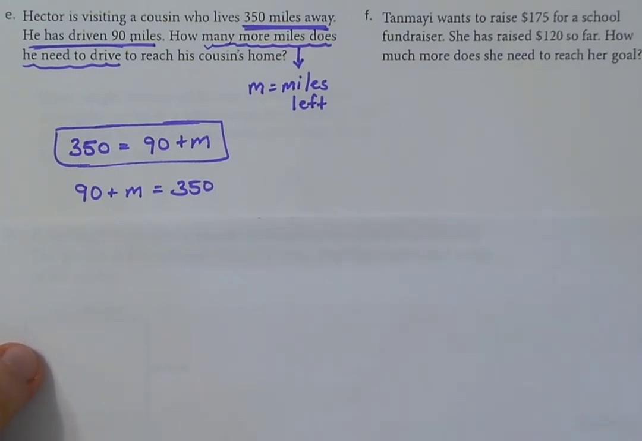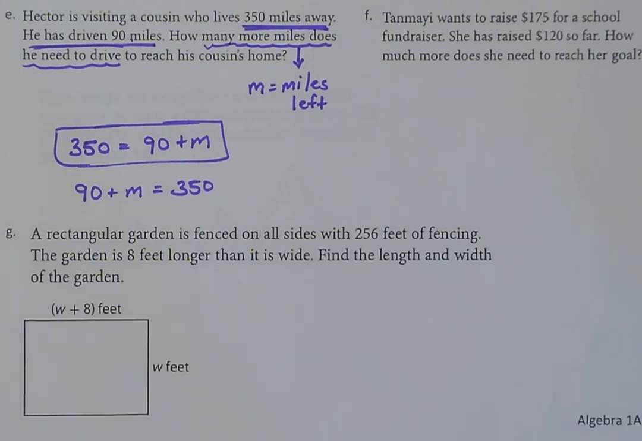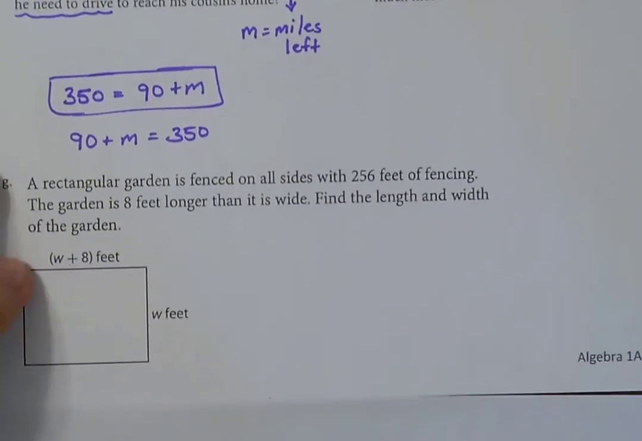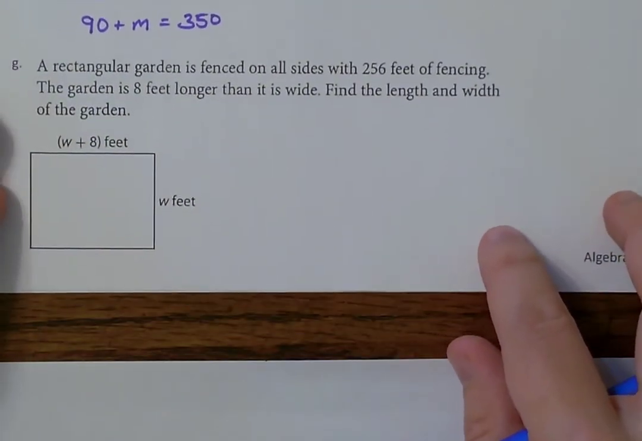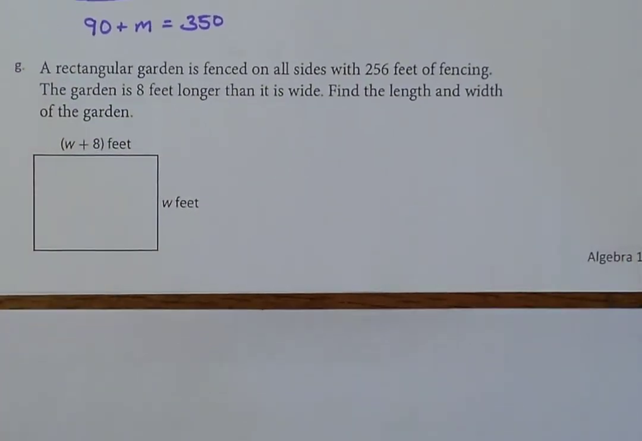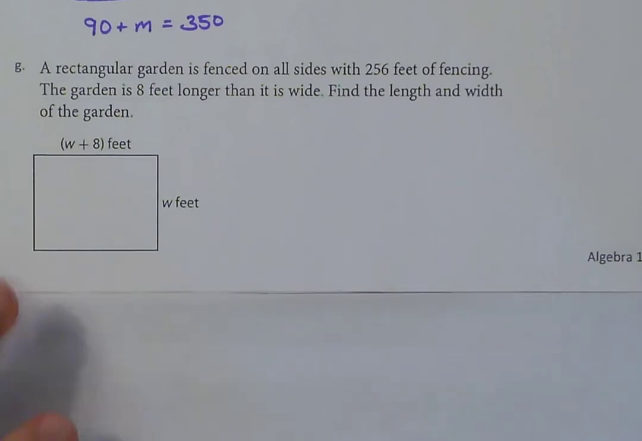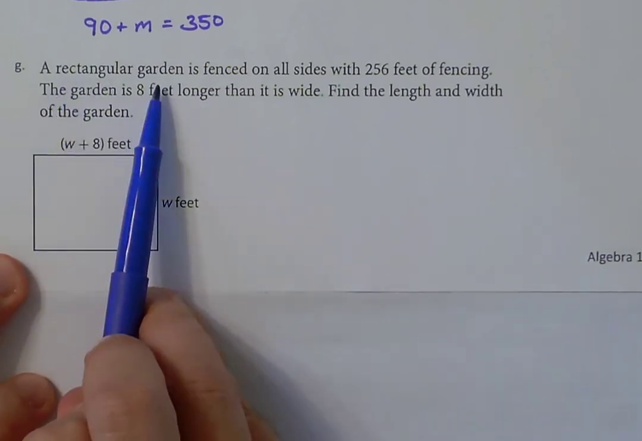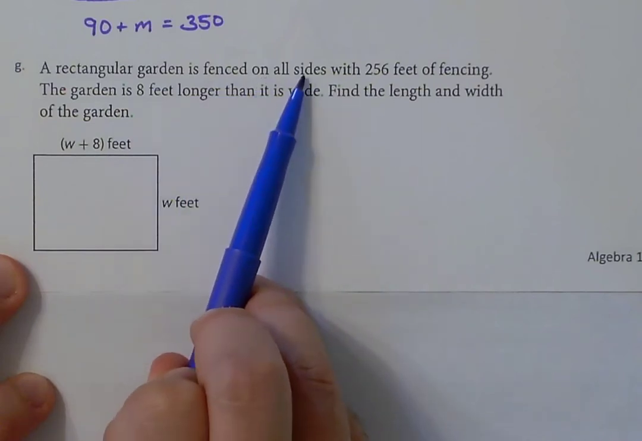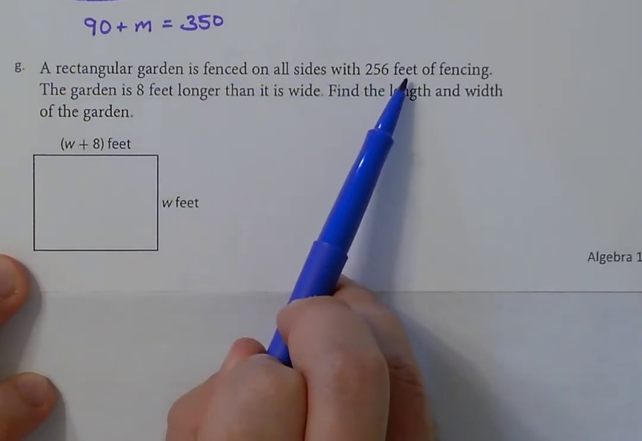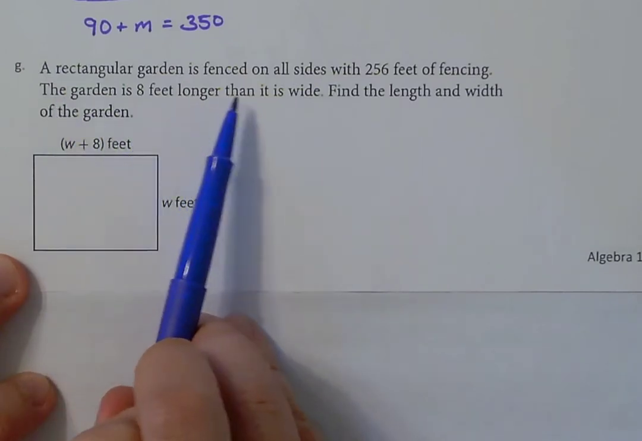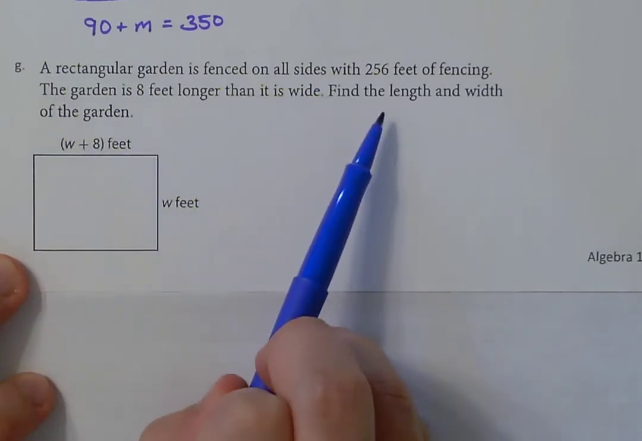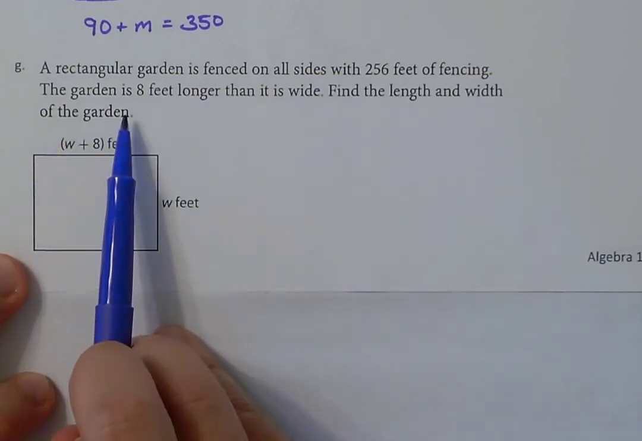All right, so last part of example 1 is going to be G, which is going to give us a little bit more of a different situation. So if we look at G, we have a rectangular garden is fenced on all sides with 256 feet of fencing. The garden is 8 feet longer than it is wide. Find the length and width of the garden.